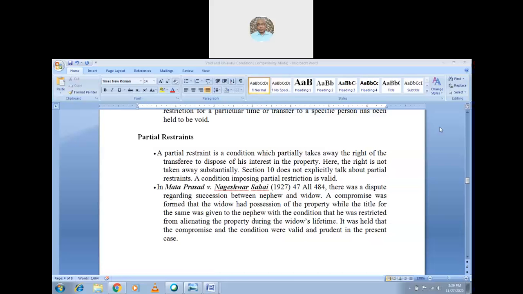Then they said the property title is given to the nephew, with the condition that he was restricted from alienating the property during the widow's lifetime. Even though the title is given to the nephew, he could not dispose of or alienate the property till the death of the widow. So it was held that the compromise and the condition were valid. Compromise is valid and the condition was also valid and prudent in the present case. So in civil cases it is a valid compromise.